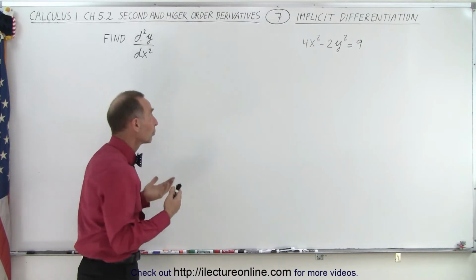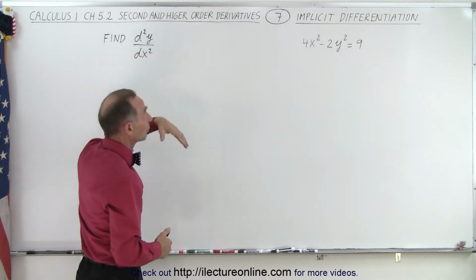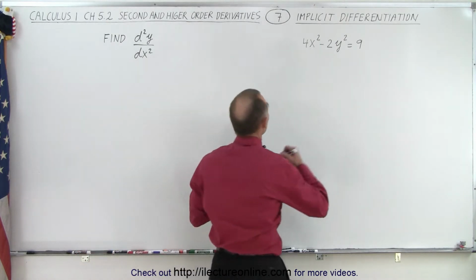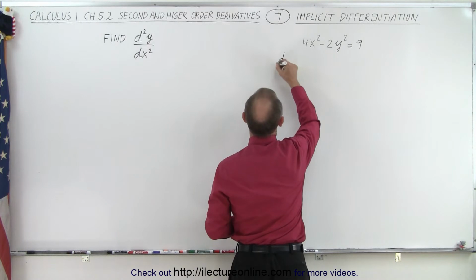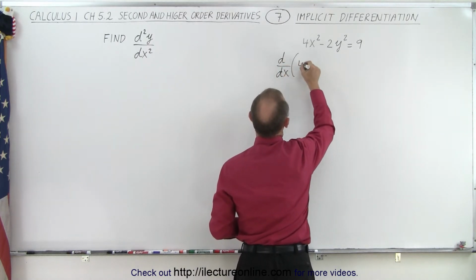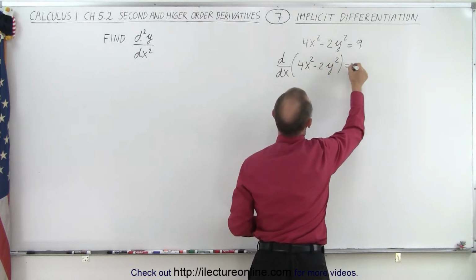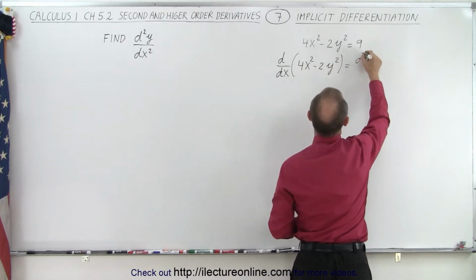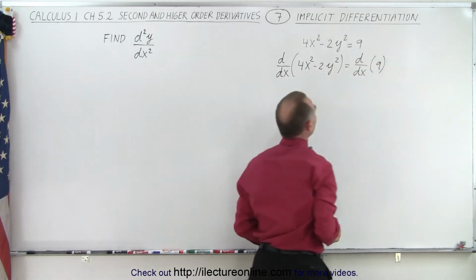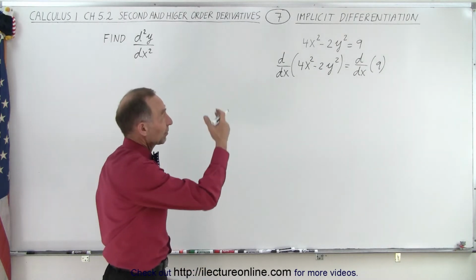Well, since we're going to take the derivative with respect to x, we take the derivative with respect to x of both sides of the equation. On the left side, we take the d dx of 4x squared minus 2y squared. And on the right side, we take the d dx of 9. The right side is easy, right? The derivative with respect to x of 9 is 0.